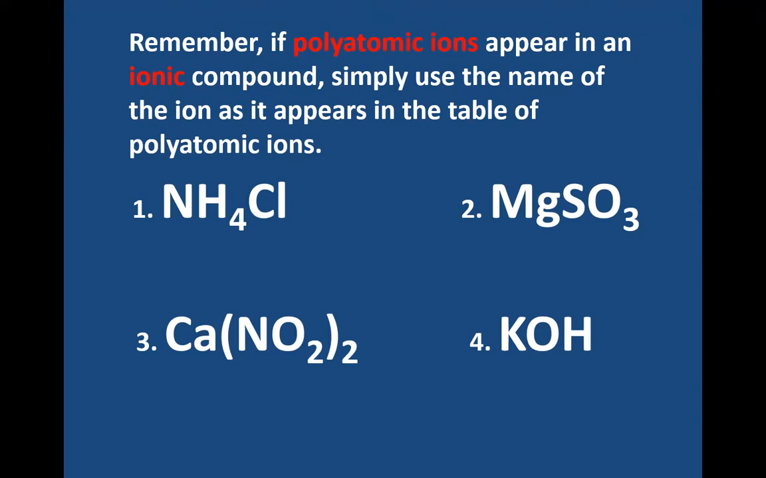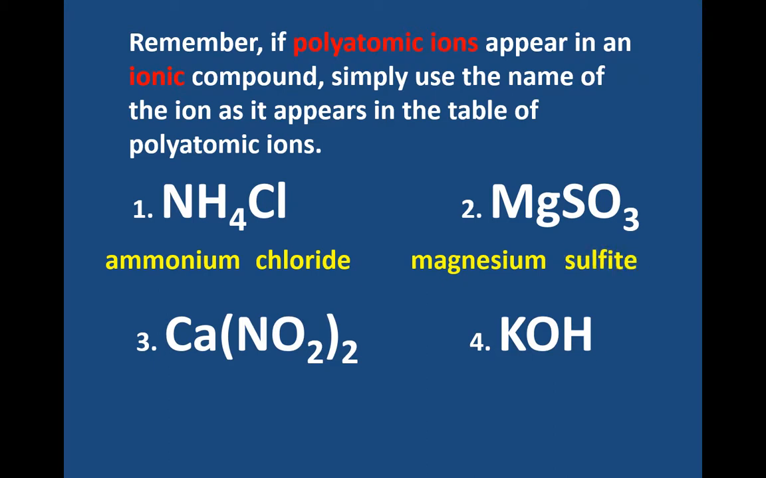So, number 1, NH4Cl is ammonium chloride. Number 2, MgSO3 is magnesium sulfite. Ca(NO2)2 is calcium nitrite, and KOH is potassium hydroxide.